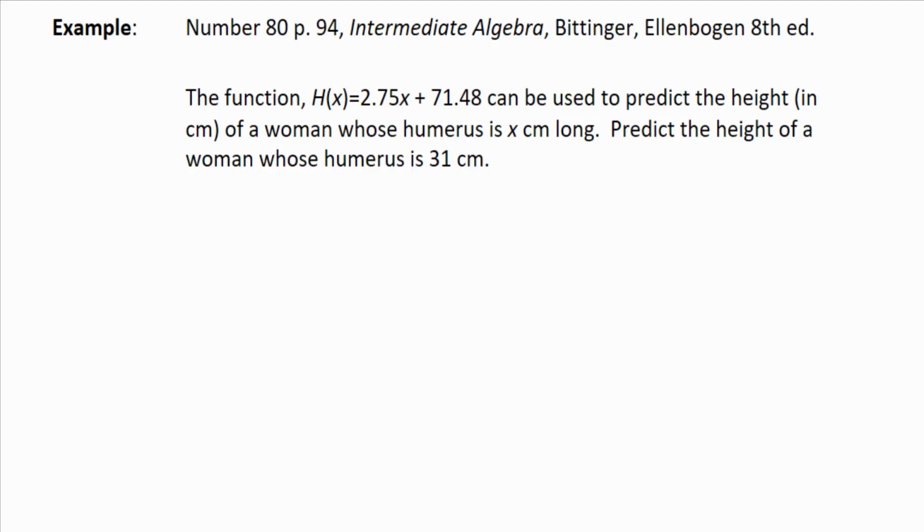Functions have all kinds of applications. So there's uses for this stuff. Here's one of them. The function h of x equals 2.75x plus 71.48 can be used to predict the height in centimeters of a woman whose humerus is x centimeters long. What bone is the humerus bone? Is it the bigger bone in the upper arm, I think, maybe? It's one of those bones anyway.